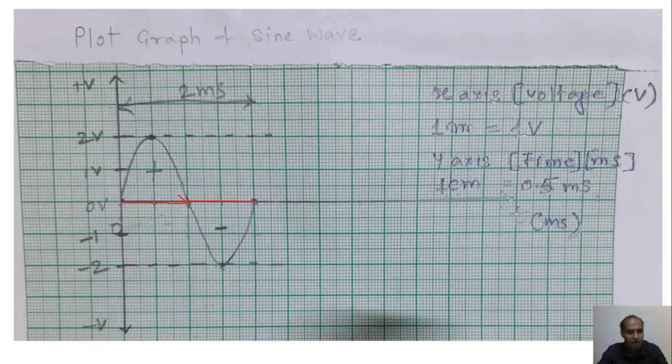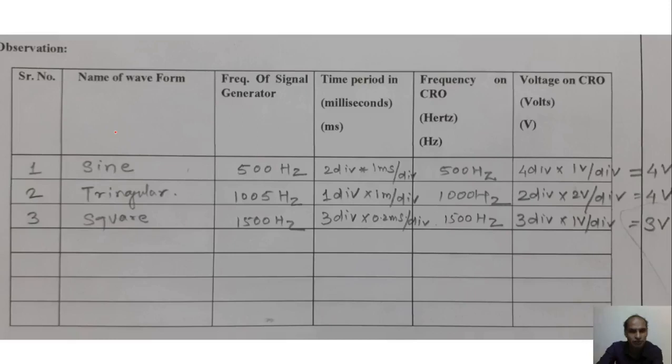Okay, so one half cycle is in 1 millisecond, and another half cycle is in another 1 millisecond. So the complete cycle is 2 milliseconds, and voltage is represented on the vertical axis, that is 2 volts positive and 2 volts negative. So the total value is 4 volts peak to peak. This way you can draw the graph for the square wave as well as the triangular wave, taking the readings which we have taken into consideration.